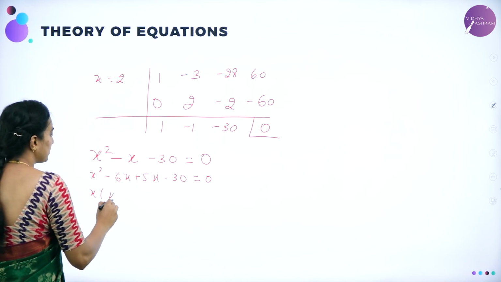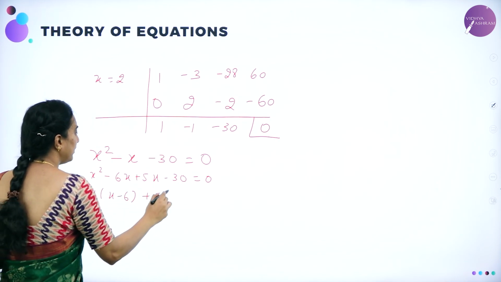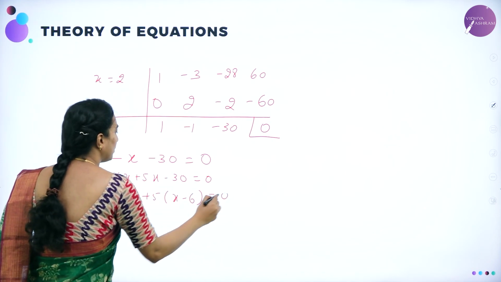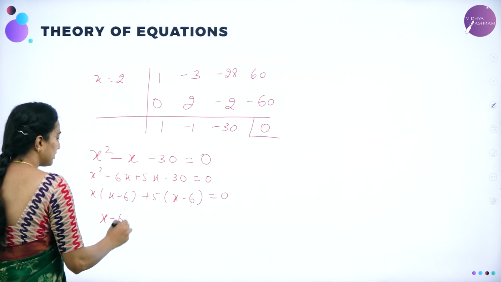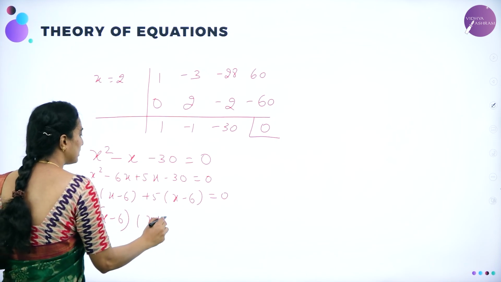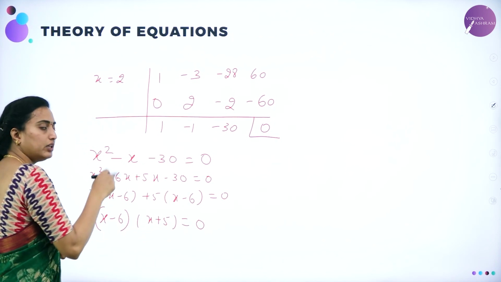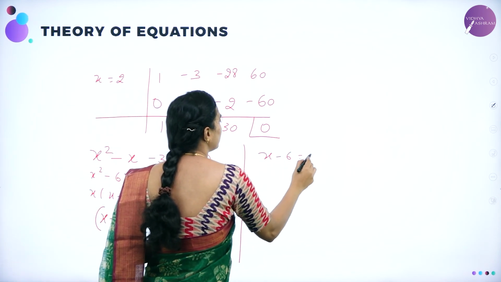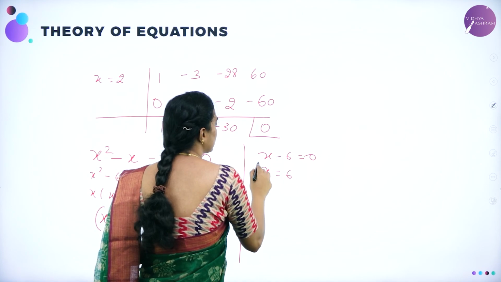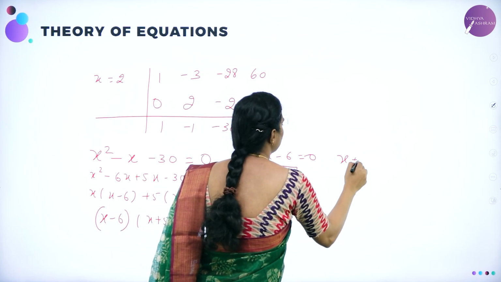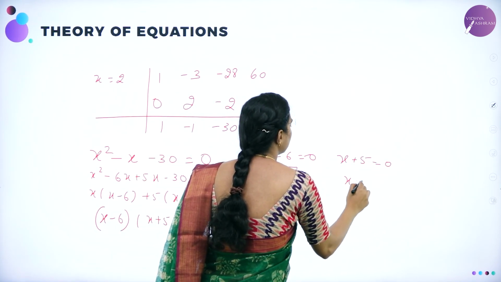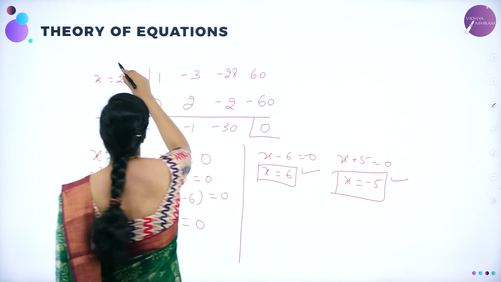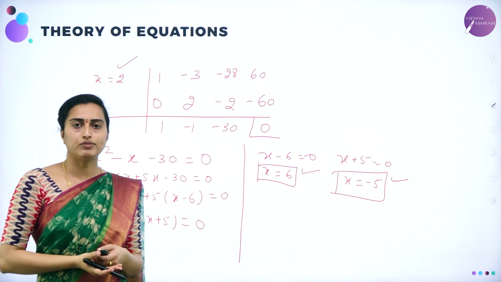Otherwise x into x minus 6, here plus 5 into x minus 6, minus 6 into plus 5 is minus 30 equal to 0. Now taking x minus 6 as common factor, remaining x plus 5 is equal to 0. Now equating each to 0, you're getting x minus 6 equal to 0 or x is equal to 6, and then x plus 5 equal to 0 or x is equal to minus 5. Now what are the roots? 6, minus 5 and x equal to 2 are the roots of the equation.